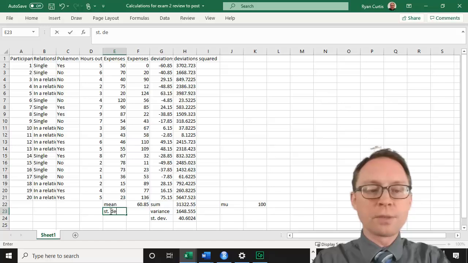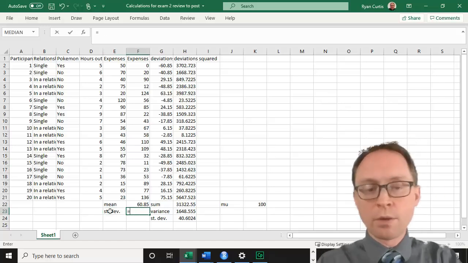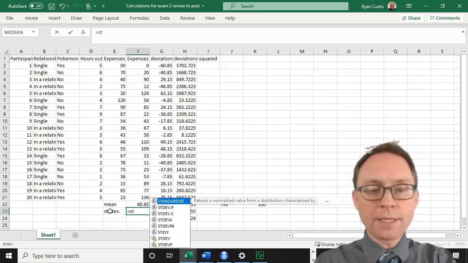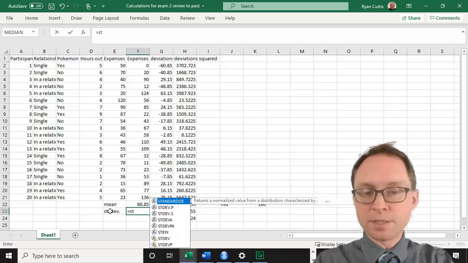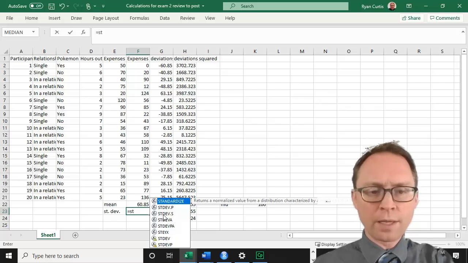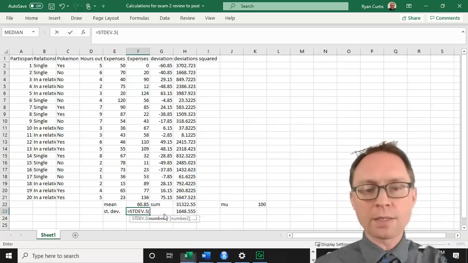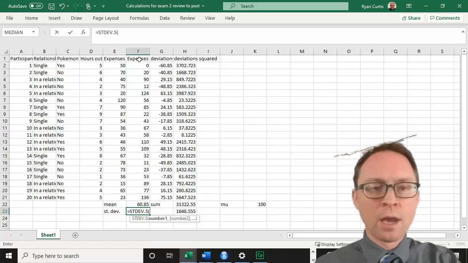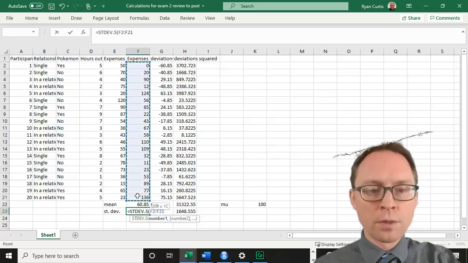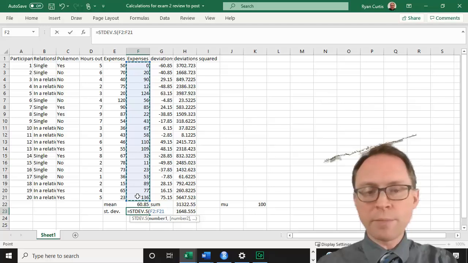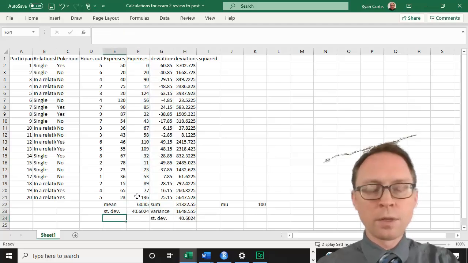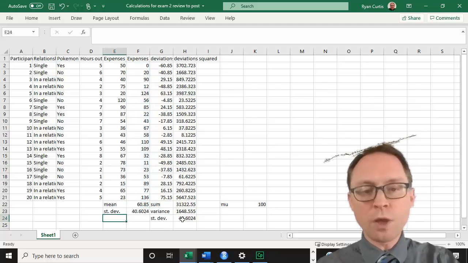The standard deviation, Excel can do the standard deviation by going equal stdev.s, because the standard deviation of the sample, not the population. So this one right here, stdev.s. And double click on that, and then only include the original scores. Don't include that mean, original scores, and you get 40.602. What? It's the same thing. Look, there's the same. All right.